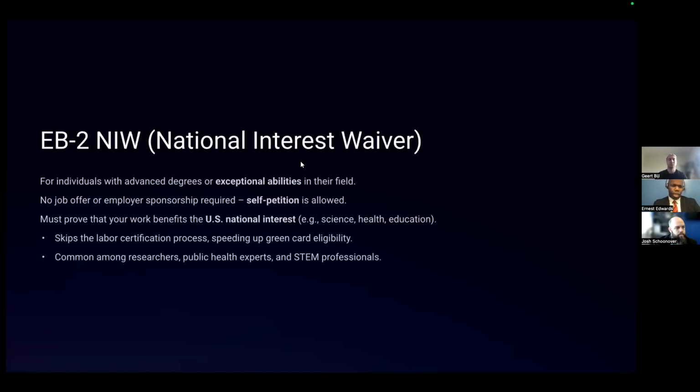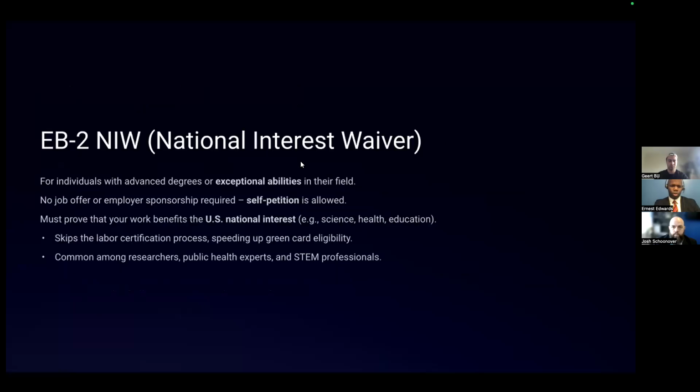And then there's the EB2 national interest waiver. This is for individuals with advanced degrees or exceptional abilities in their field. Similar to the EB1A, as we discussed earlier, you don't need an employer offer or a sponsor. You can just self-petition. And you must demonstrate that your work benefits the U.S. national interest. Some examples include science, health, education. You may want to start a business. And it skips the labor certification process.